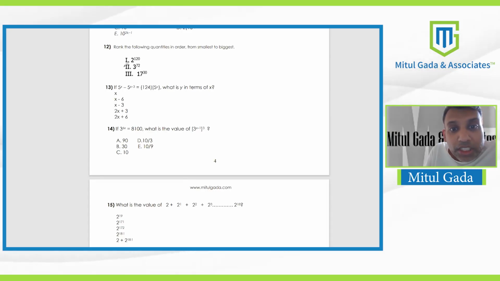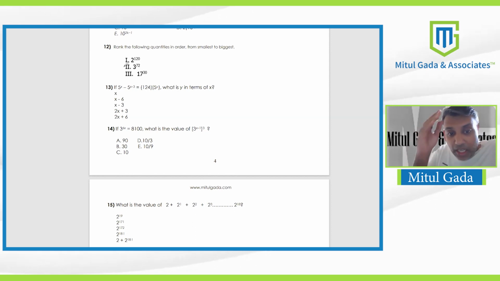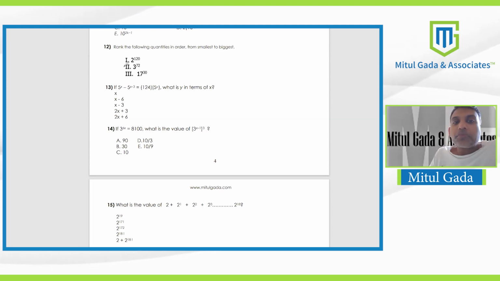Okay, rank the following quantities in order from smallest to biggest. As I said yesterday, all these four questions, 12, 13, 14, 15, are past exam questions. Okay, fine. So look here, rank the following quantities in order from smallest to biggest.